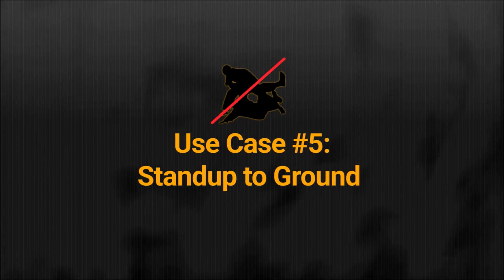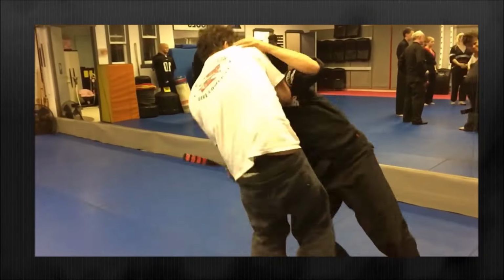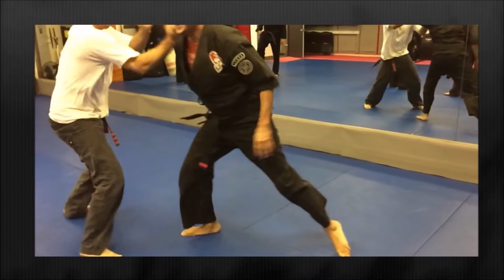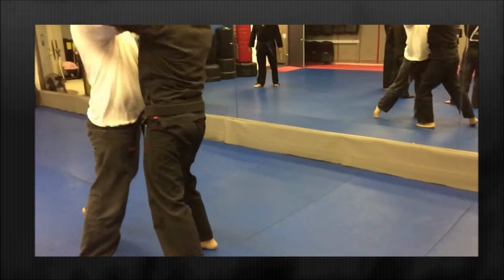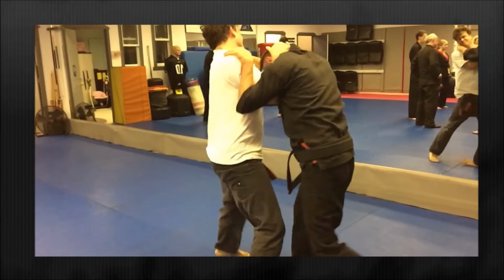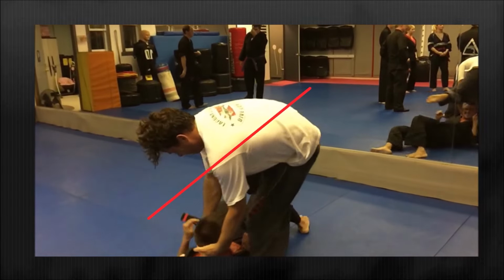Use case number 5. Stand up to ground. Joe comes at Scott with punches. Scott blocks the punches, gets around Joe's neck, and using control, takes him to the ground. This is the stand-up to ground envelope pathway.